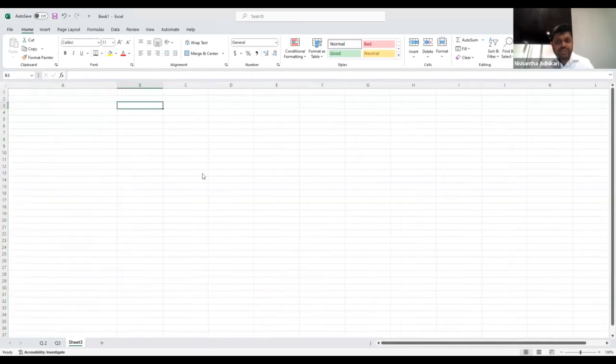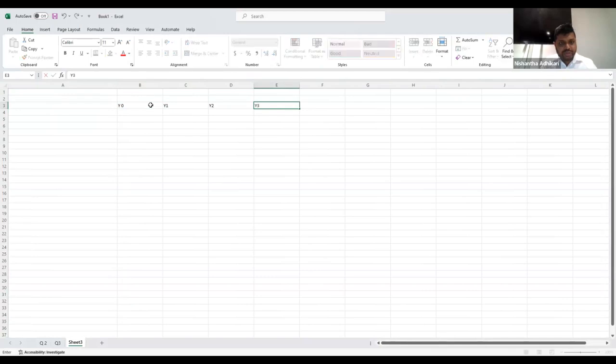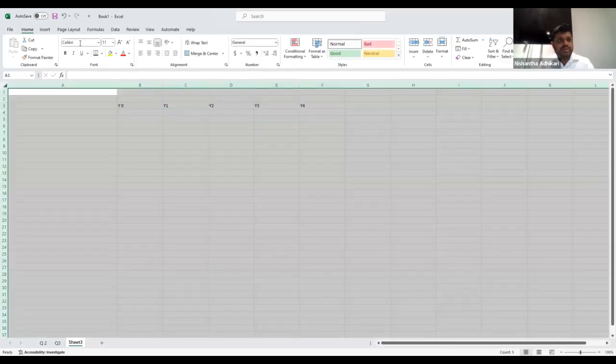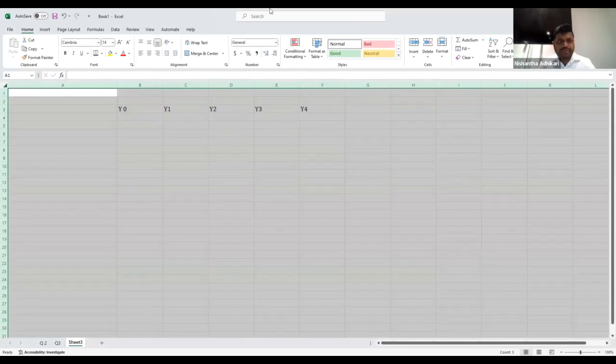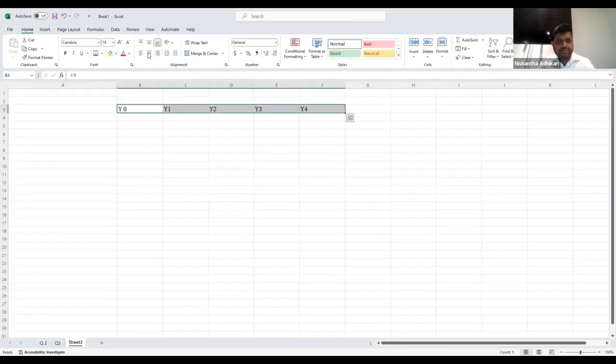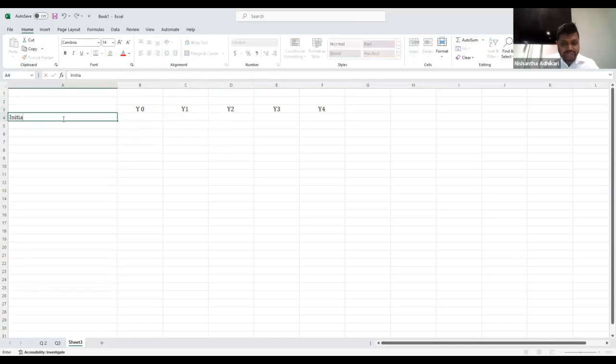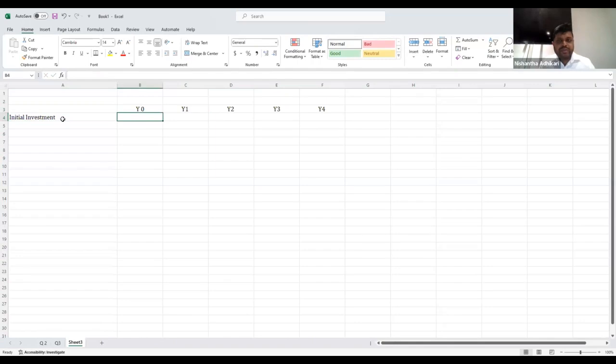The project will last for 4 years, as you can remember. Therefore, year zero, year one, year two, year three, and year four. Initial investment is 100 million, which I will make in rupees 1000, so 100,000.